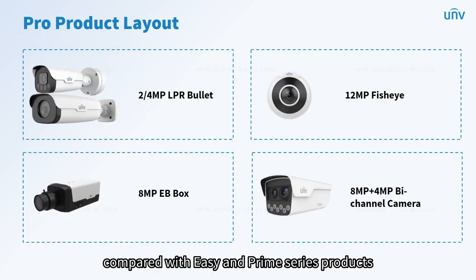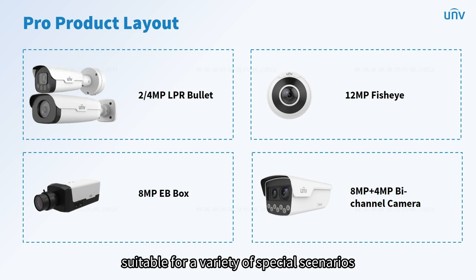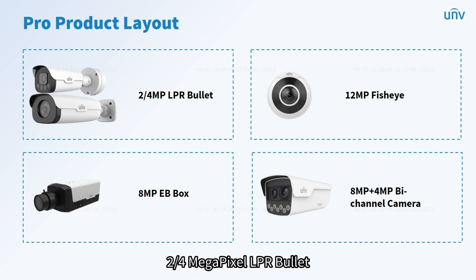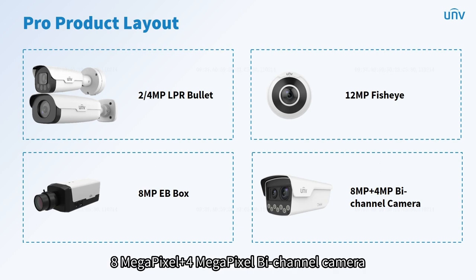Compared with Easy and Prime series products, Pro series products are richer in smart functions, mainly for the high-end market, suitable for a variety of special scenarios. The Pro series mainly has the following products: 2 and 4 megapixel LPR bullet, 12 megapixel fisheye, 8 megapixel EB box, 8 megapixel and 4 megapixel bi-channel camera.